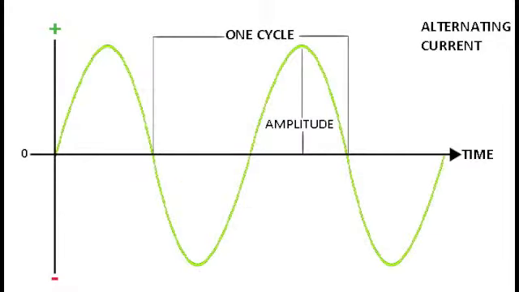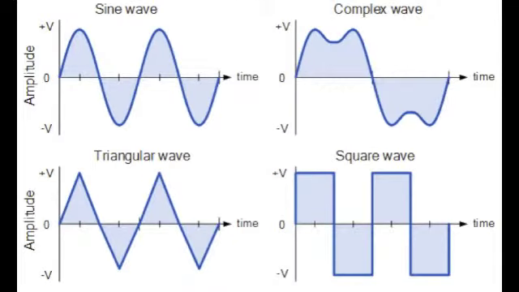This graph shows alternating current with voltage on the y-axis and time on the x-axis. Here we see a sinusoidal waveform with one cycle, or period, outlined. The amplitude of the waveform is shown as well. Different waveforms of alternating current can be produced, such as the complex wave, triangular wave, and square wave.